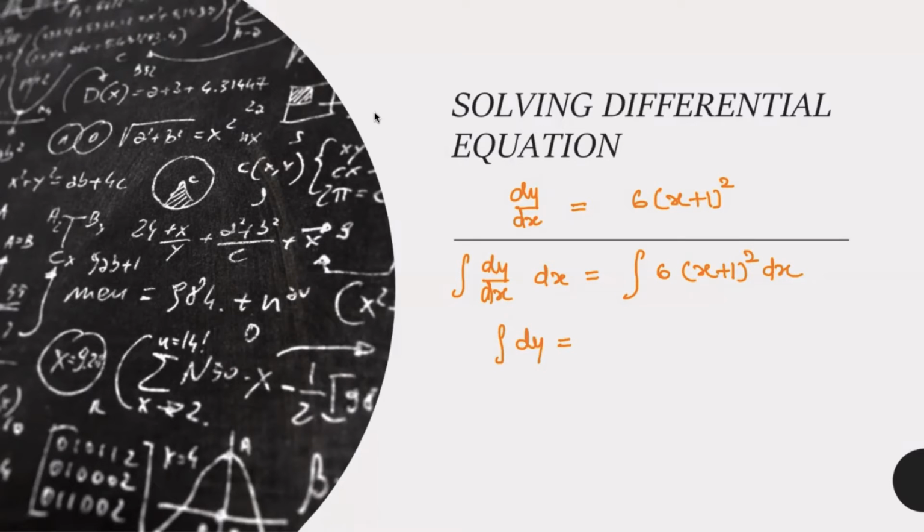And over here, 6 is a constant, I'll keep it outside. (x plus 1) whole square. Now integration of dy is y. Integration of this is 6 times (x plus 1) whole cube over 3 plus c.